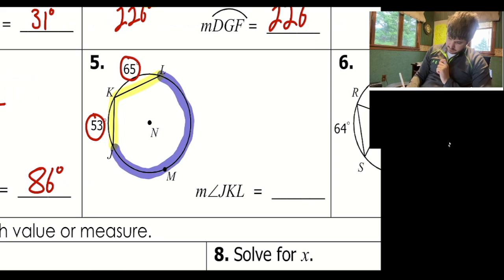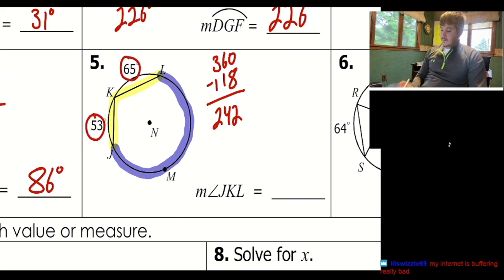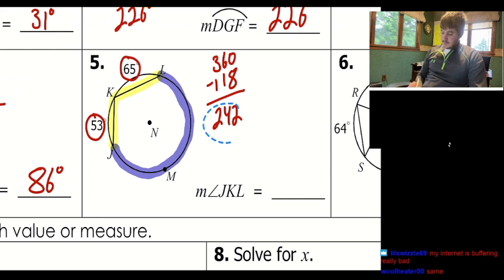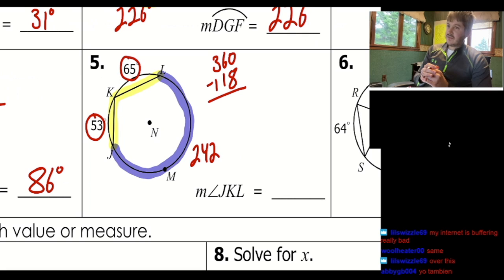118. And we're going to subtract that from 360. So subtracting that, 360 minus 118 is 242. So that's this big arc all the way out here. Last thing we need to do is cut it in half. So we get 121.